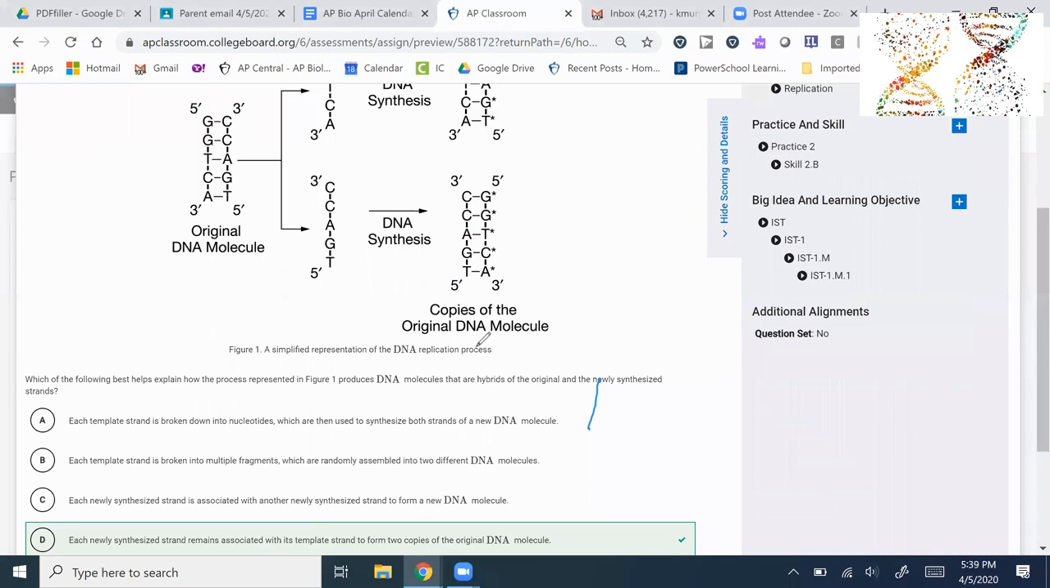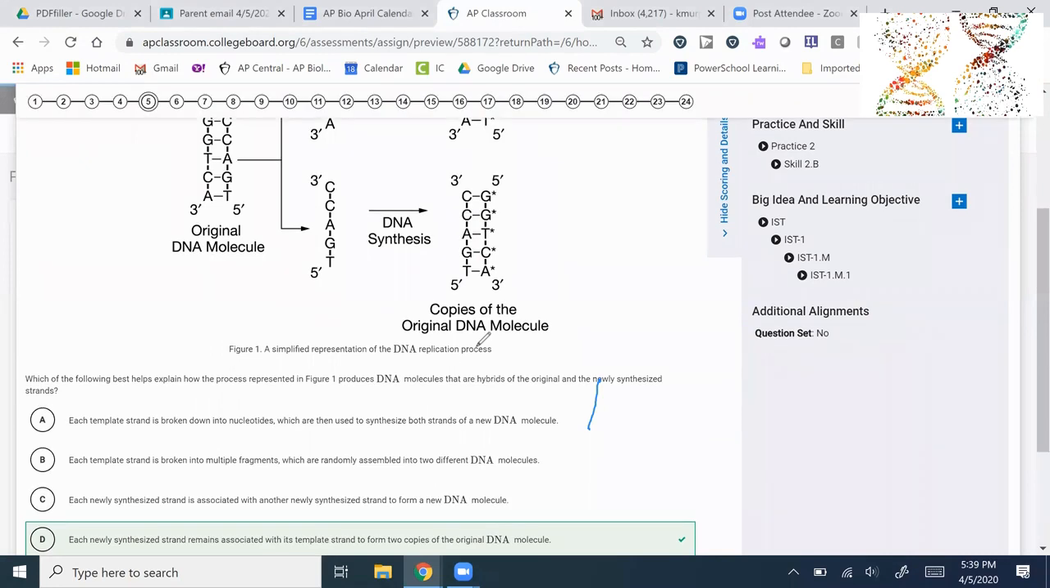All right, so what's the question? Which of the following best helps explain how the process represented in figure 1 produces DNA molecules that are hybrids of the original and the newly synthesized strands? All right, so this question is asking to see if you understand the semi-conservative model of DNA replication.